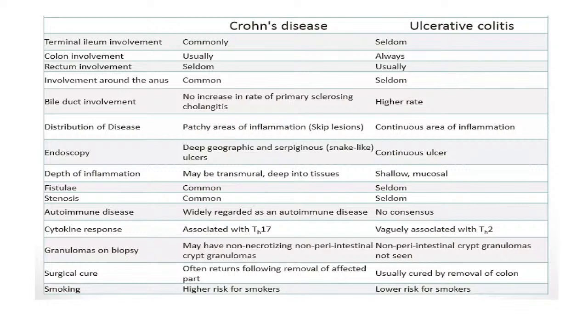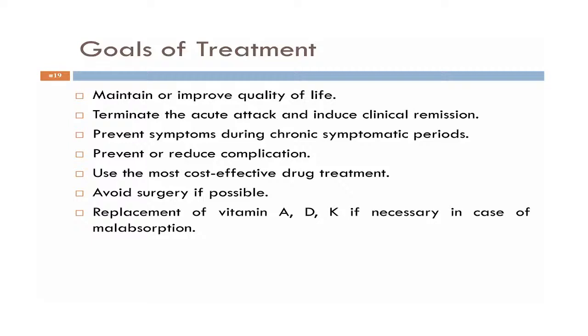Now, basically, in Crohn's disease, we all know that the terminal ileum is more commonly involved, while in ulcerative colitis, it is the rectum and the colon which is more commonly involved. Transmural inflammation is more common in Crohn's, while it is the mucosal portion which is more commonly involved in ulcerative colitis. Then in Crohn's disease, there are patchy areas of inflammation, while in ulcerative colitis, it is a continuous involvement.